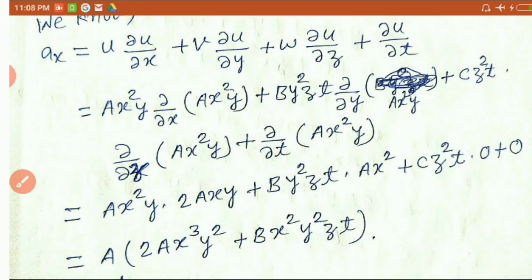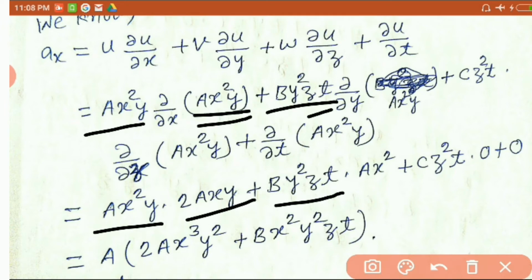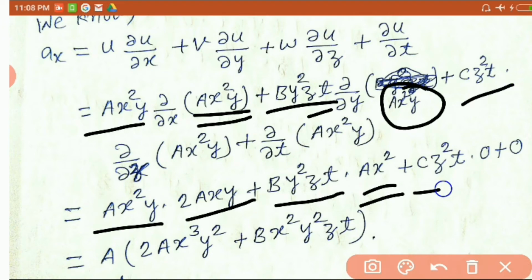So differentiate this. How do we differentiate? a x square y as it is. Derivative of this with respect to x is 2axy. Then b y square z t as it is. Derivative of this a x square y with respect to y is x square, plus c z square t as it is.